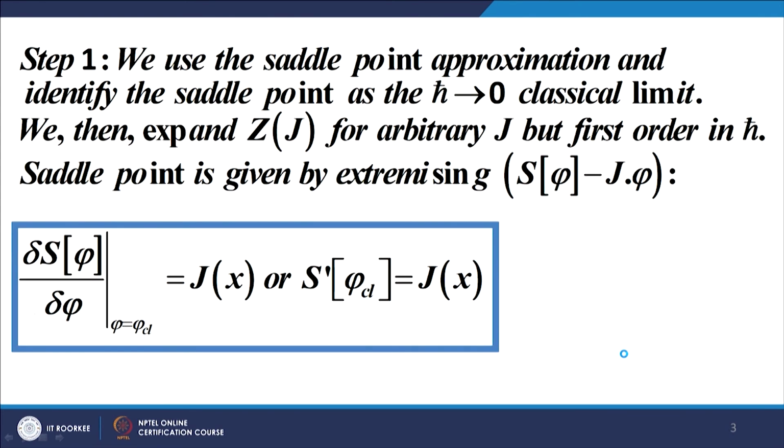The first step is that we make use of the saddle point approximation, and we equate the saddle point approximation to the classical h tends to 0 limit, where h bar is the Planck's constant. We then expand z j for arbitrary j, but to first order in h bar. Now, the saddle point is given by extremizing the action. So, we have for the saddle point the functional derivative of the action: S dash of phi classical is equal to j(x). So, this is the output of step number 1.